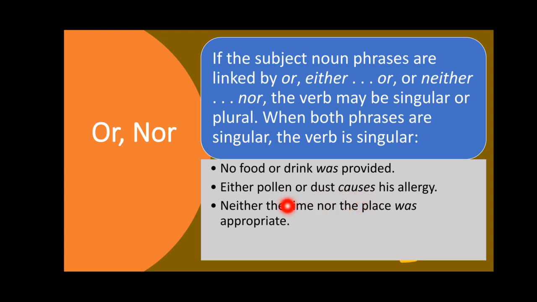Third example. Neither the time nor the place was appropriate. You can see here neither the time, which is a singular noun phrase, nor the place, which is a singular noun phrase. Now these noun phrases are linked with the help of the conjunction nor, and the verb which is used here, that is was, right?